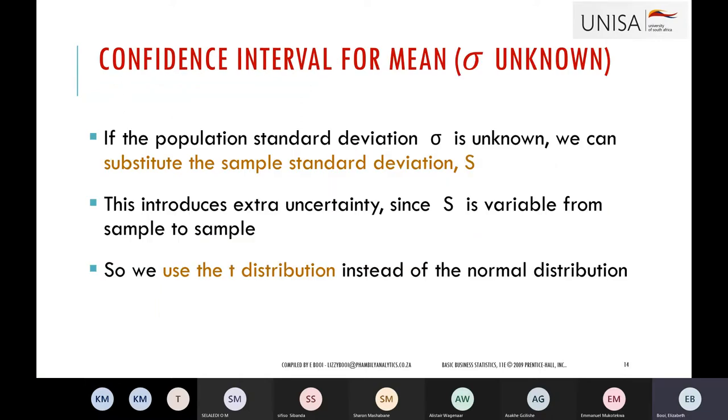Okay. So when we construct a confidence interval where the population standard deviation is unknown, we're going to assume that if the population standard deviation is not given to us, then they would have given us the sample standard deviation, which is the S. So they will give us the sample standard deviation. You need to pay very close attention, or be very careful, when you read the question.